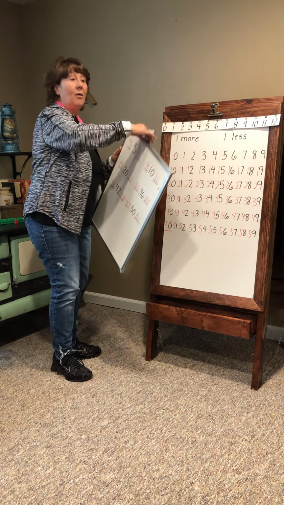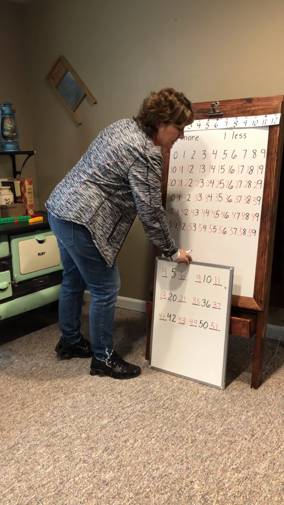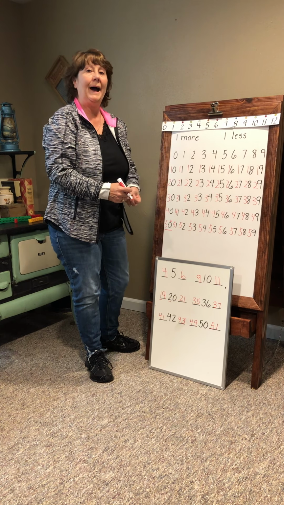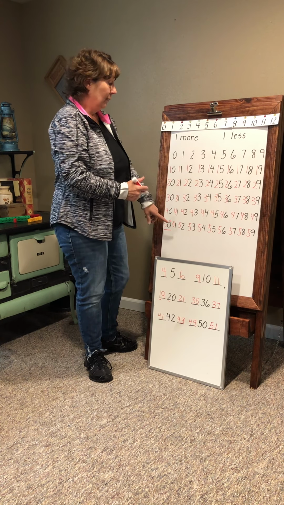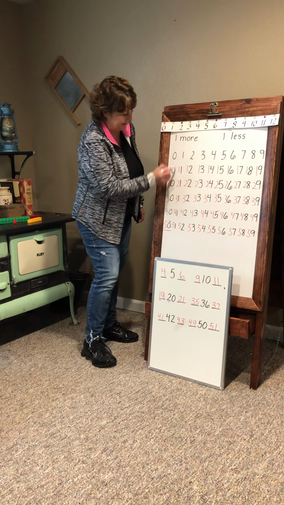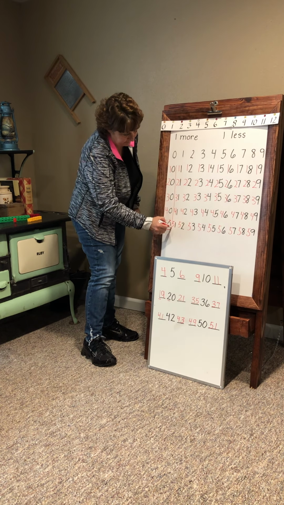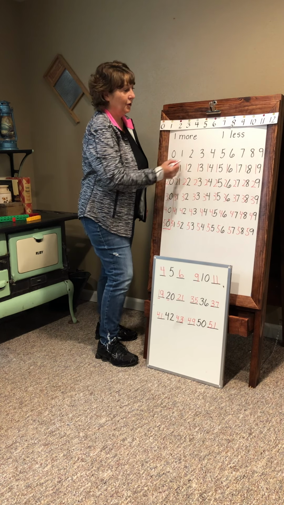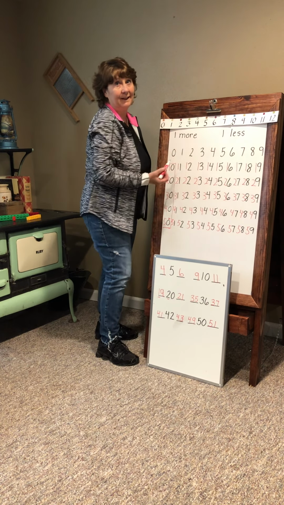So think about what you have to do. Sometimes it's simple, just taking one away in the ones place or adding one in the ones place. But where it gets tricky is at this point where you have the zero. Remember, you have to go back. This one doesn't have any tens now, right?